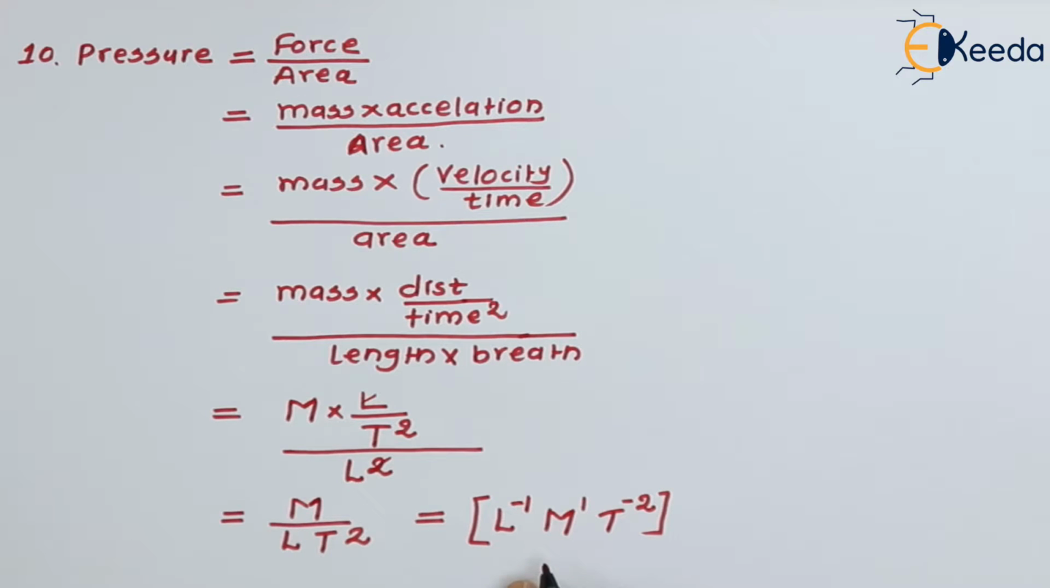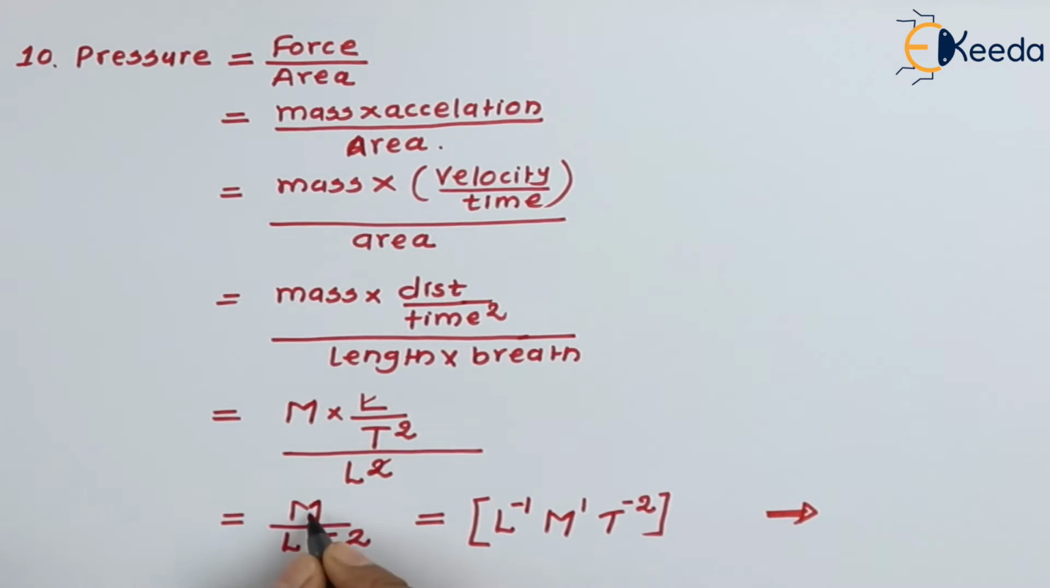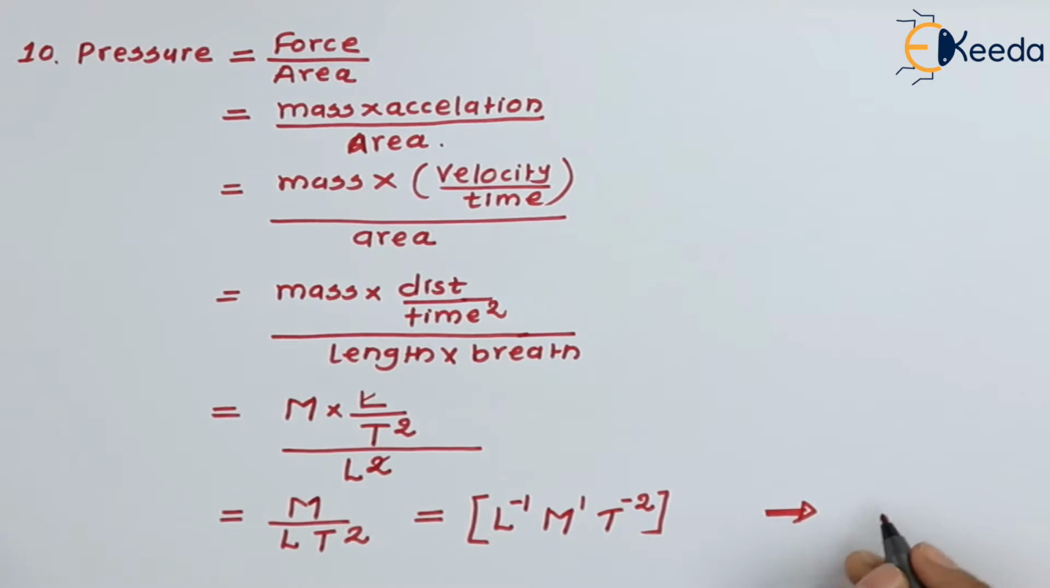If you want to find out the unit, we will come to this equation. For the unit, mass we will express in terms of kg, per unit length, that is meter, and second square. So this is the unit of pressure.